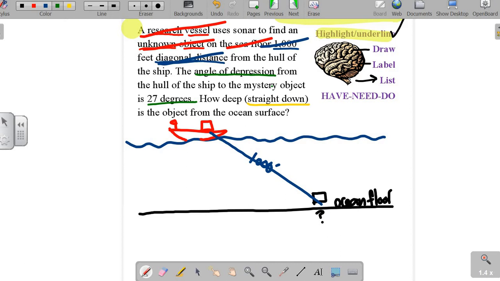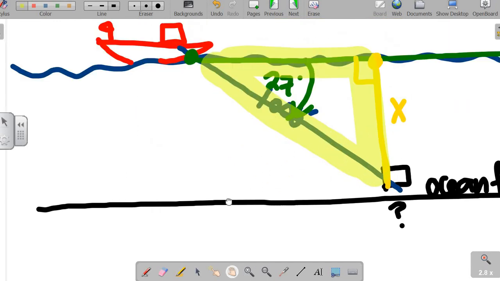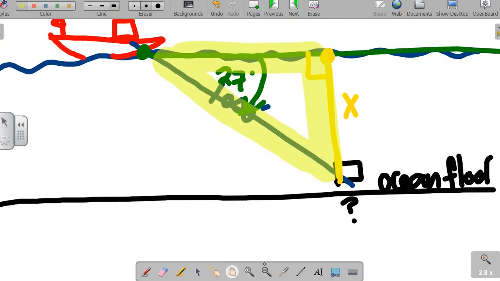The angle of depression from the hull of the ship to the object, so that's horizontal going down. That angle of depression is 27 degrees. We're being asked how far straight down, depth in other words, is the ship. Of course, this creates a right triangle. The minute you have a right triangle, now you're working have, need, do.